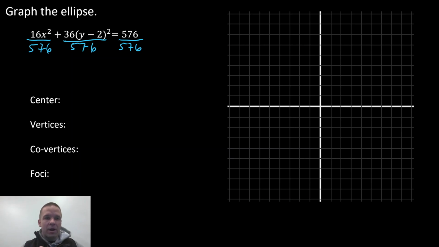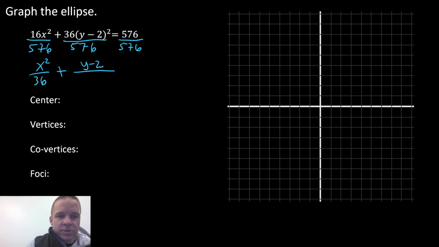All right, so now what I'm going to have, 16 over 576, that would reduce to 1 over 36. So I'm going to have x squared over 36 plus, and then over here, 36 over 576 reduces to 1 over 16. So I'm going to have y minus 2, that quantity squared, over 16 equals 1. Now I am in standard form.